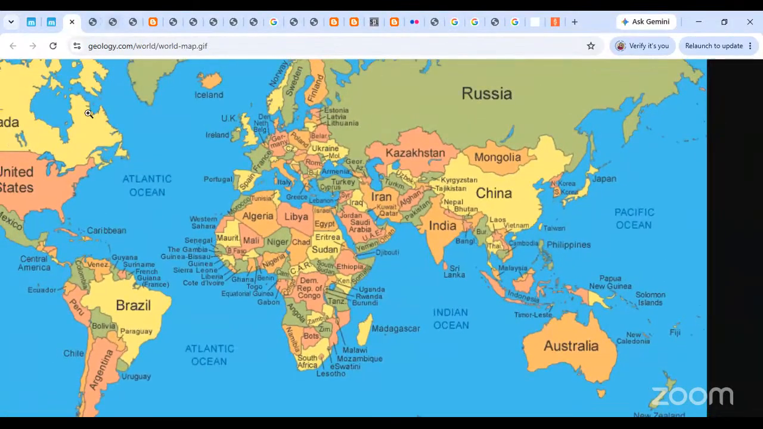Agulhas is a current here. We are talking about the current over here. Agulhas is a current in the Indian Ocean, and Guinea will be again a current over here. Can you see this? This is the Gulf of Guinea, so this is where the current will flow.